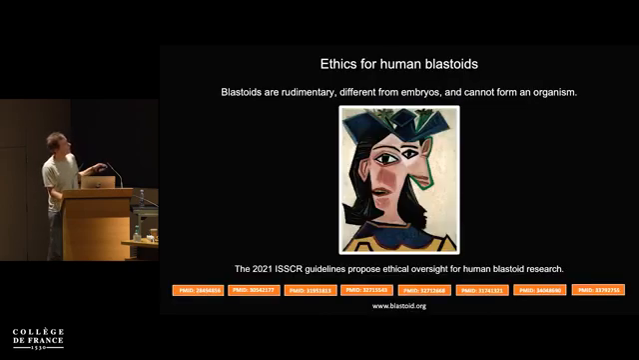I'd like to finish by saying that we put a lot of effort into regulating this type of research, and I think we have to admit that blastoids are quite good models, but they are also very rudimentary, and they're also very different from embryos. So these are clearly not embryos. And there was an update of the ISSCR guidelines that is proposing some ethical oversight for this type of research. I'm very happy to talk about it. If you're interested, you can look at those ethical papers that we participated in.